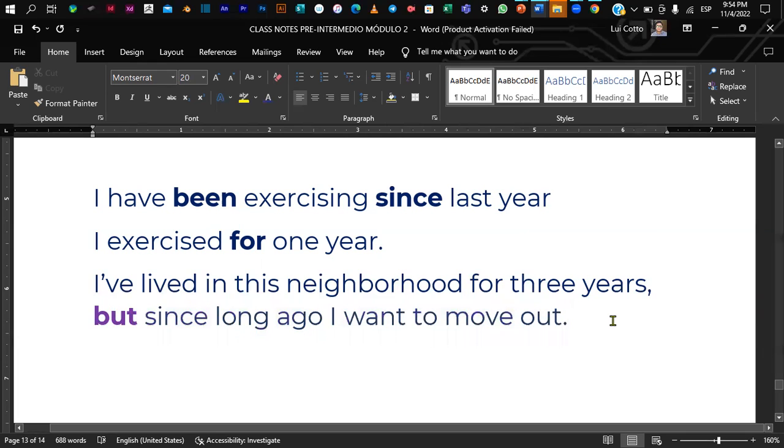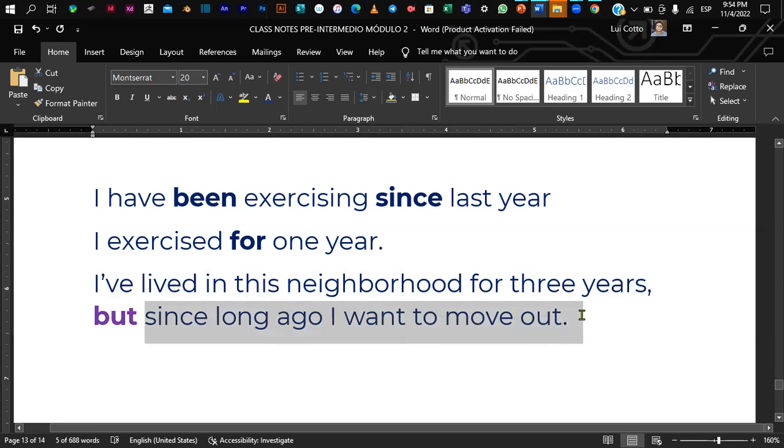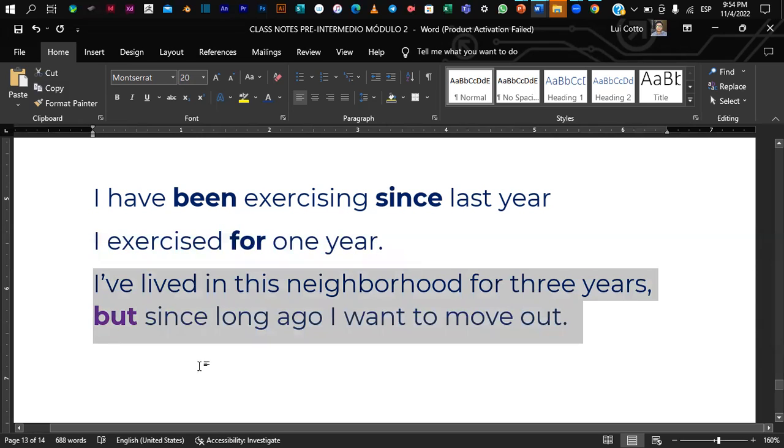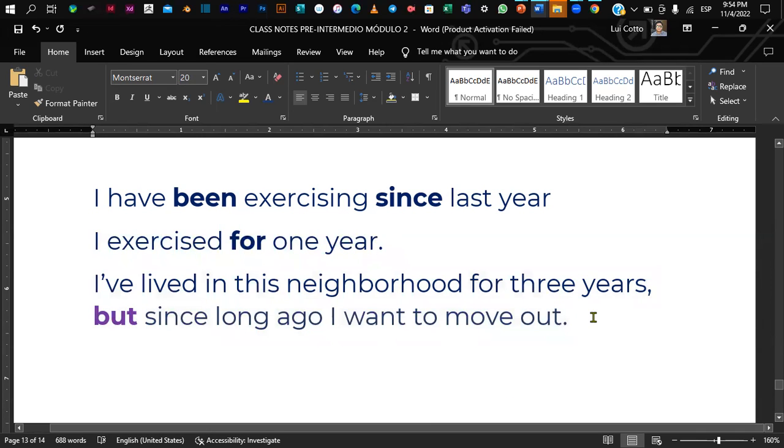What is the reason why? ¿Por qué? We don't know. Okay, but this can be the negative one. Esta puede ser la negativa. Since long ago, I want to move out. Sí, está bien, pero no menciona la razón, right? No menciona qué tan negativa es.